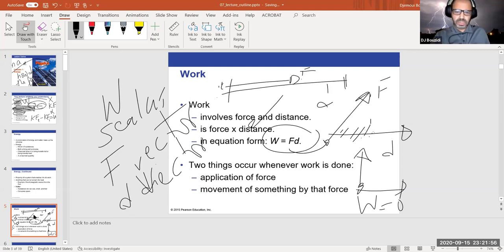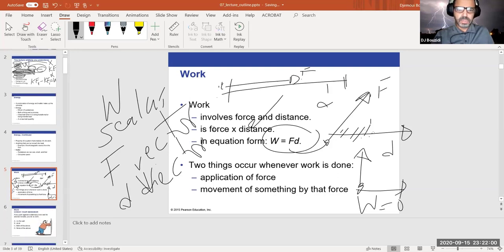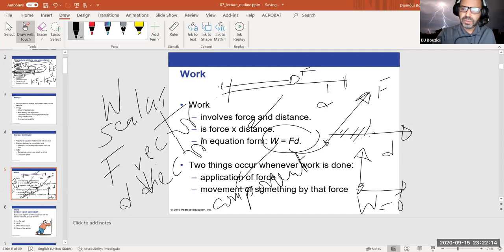Let me write it down in here. Two things occur: application of force and movement of an object. So let me write the key word in here. So this is the component. I know when we talked about vectors the other day, that is what is meant. Not the exact force, its component. Like for example, in this case, the component of the force is there, and the force is there, and the displacement is there. But this force has no work because it has zero component along the direction of motion.